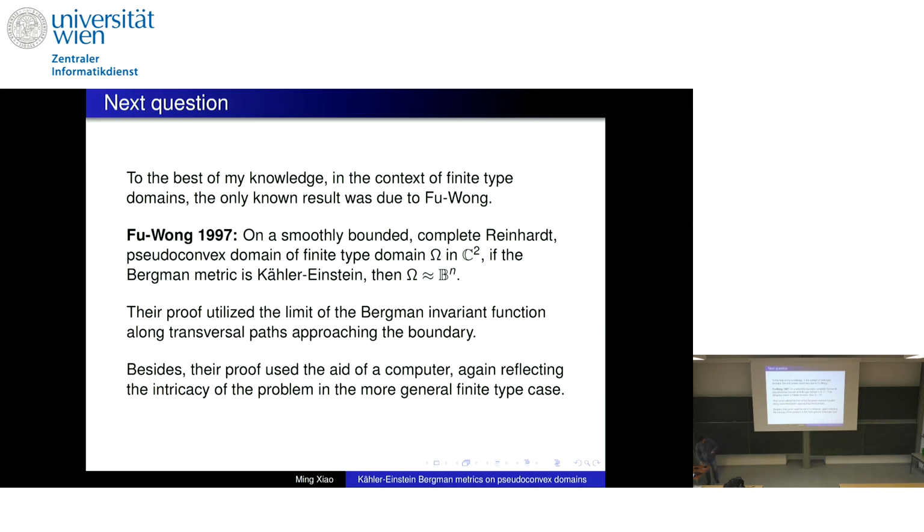And their proof utilizes the limit of the Bergman invariant function we just introduced along transversal paths approaching the boundary. Moreover, their proof needs to estimate some very complicated integrals, and they use the aid of programming, again reflecting the complexity of the problem in this more general context of finite type.